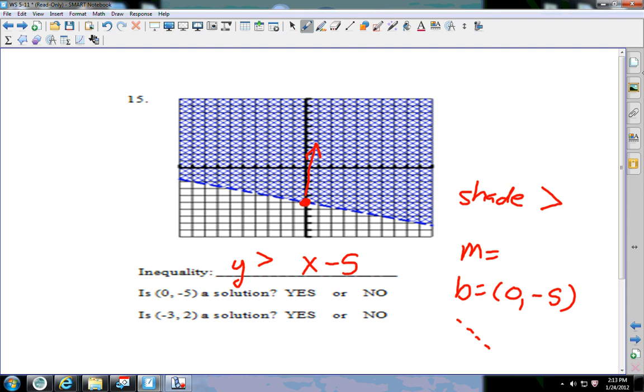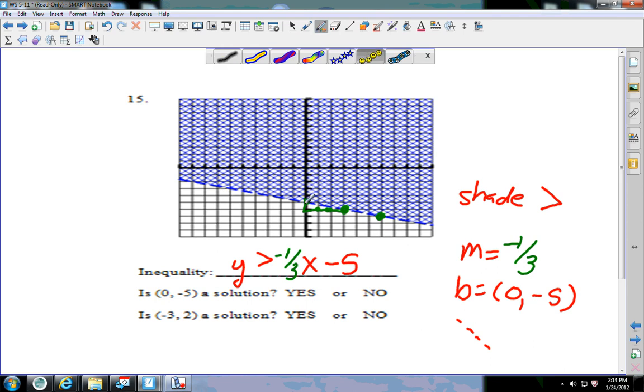Well, what am I missing? I'm missing the slope. The line is decreasing. If I start here and I go down 1 to the right 1, that's not on the line. Down 1 to the right 2, not quite. Down 1 to the right 3. Let's try it again. Down 1 to the right 3. So negative 1 over 3. There's my inequality.